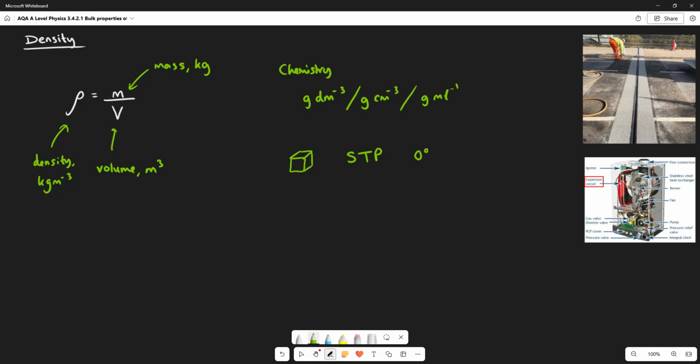Standard temperature is 0 degrees Celsius, or 273.15 Kelvin. And standard pressure is 1 atmosphere, which is 101.325 kilopascals.